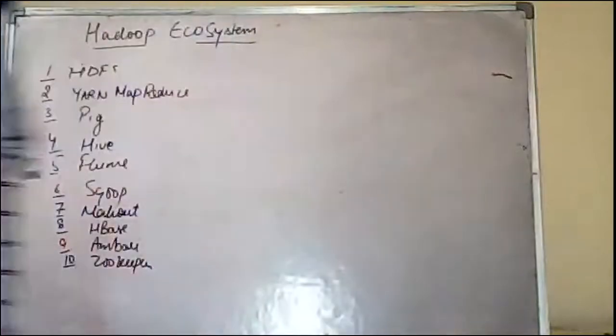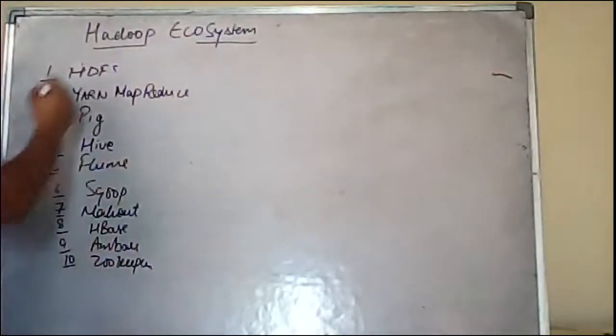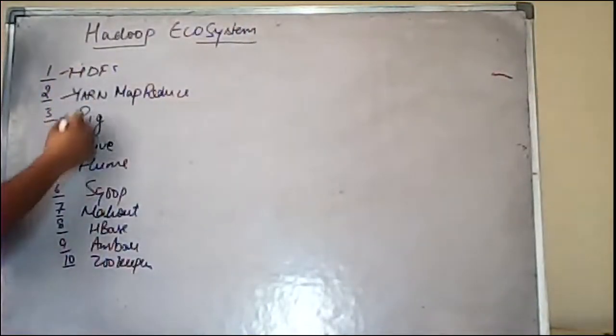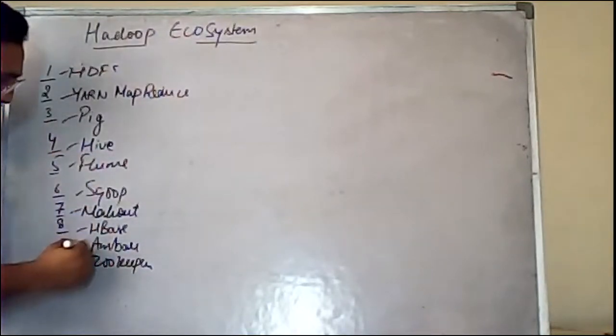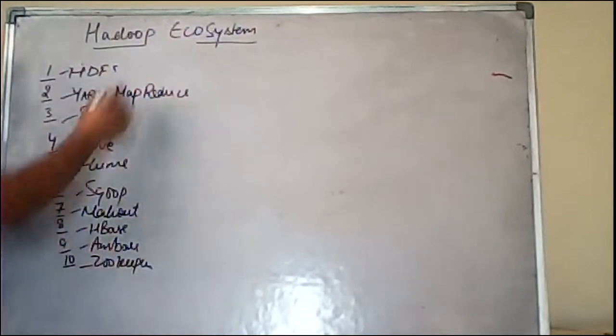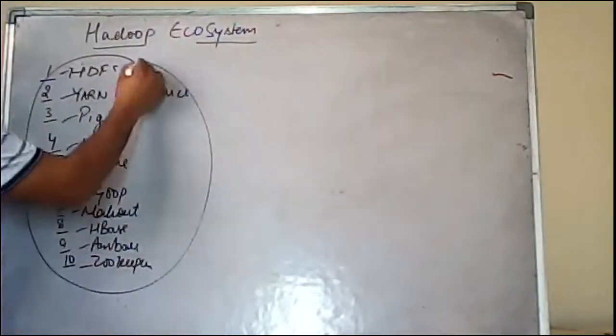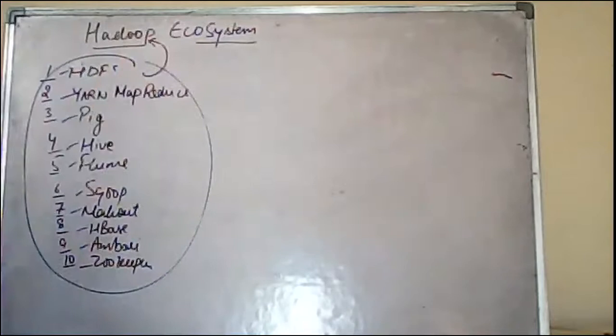Okay, first of all, your tools are HDFS, Pig, Hive, Flume, Mahout, HBase, Ambari, and Zookeeper. These all are the tools that make up your Hadoop ecosystem.